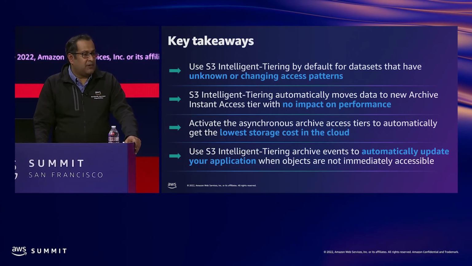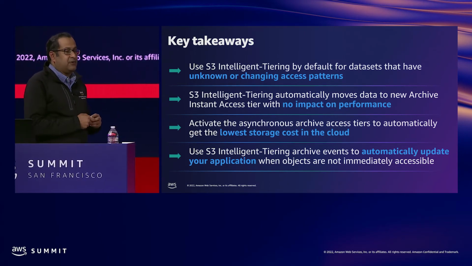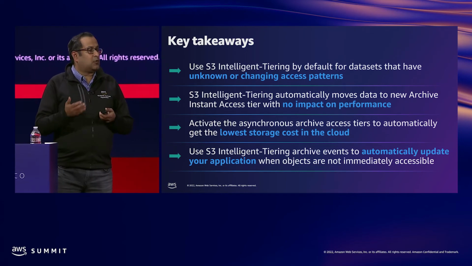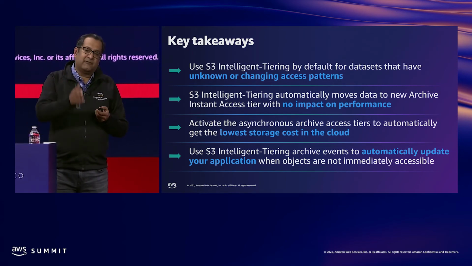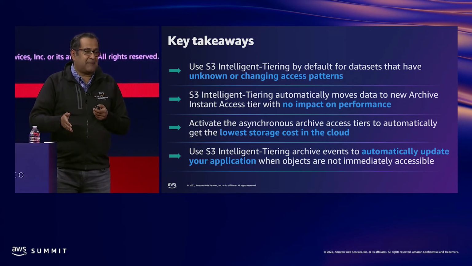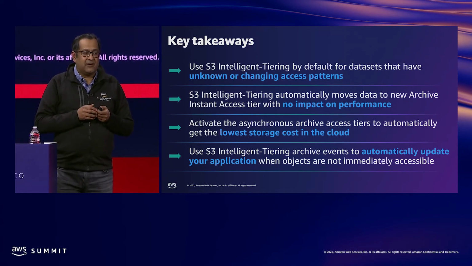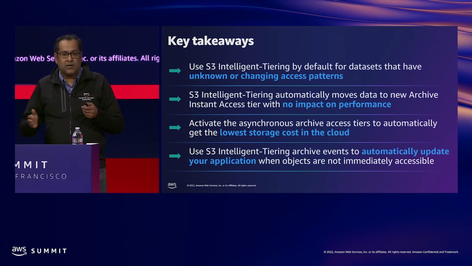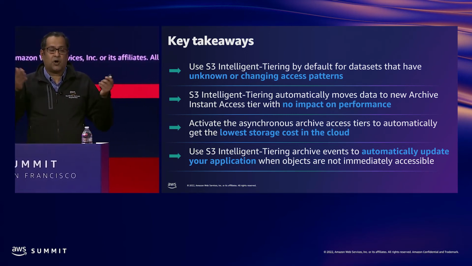The key takeaway here is to use S3 Intelligent-Tiering for data sets that have unknown or changing access patterns. I would even say that if you do have data with known access patterns, consider intelligent tiering. It takes out all the thinking. You don't have to think about when the data becomes cold. It's automatic.